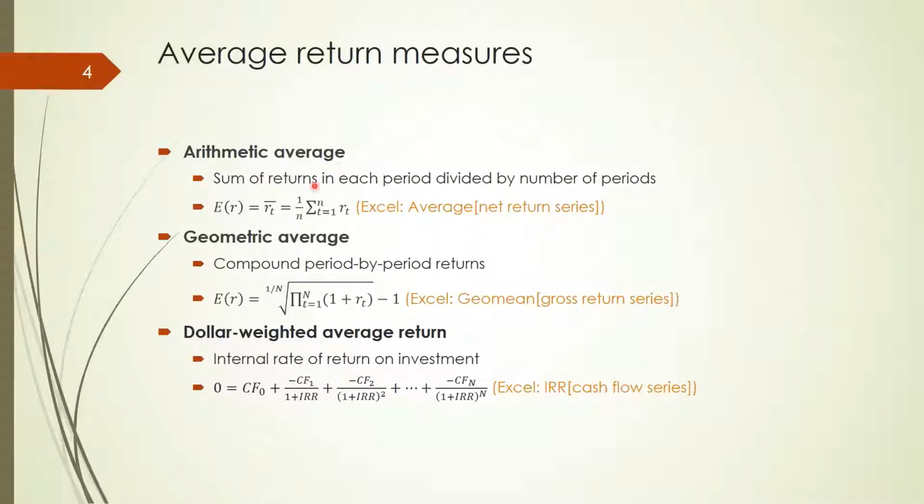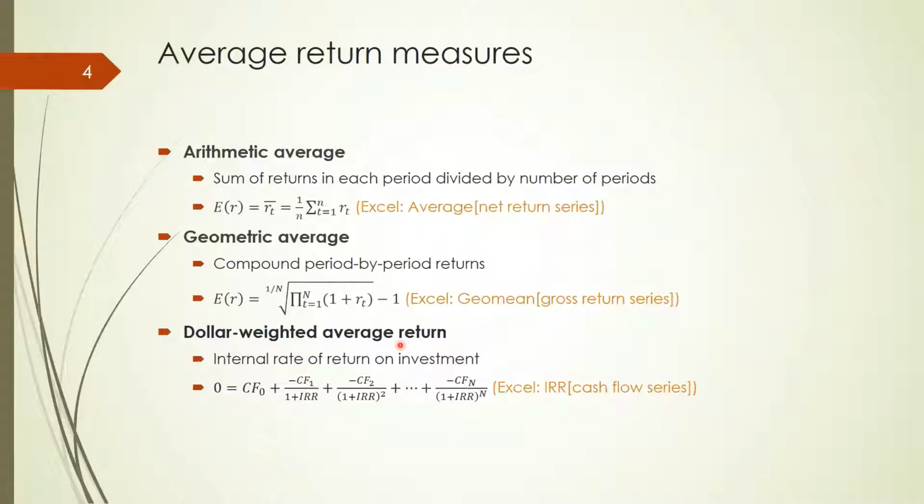Arithmetic mean is a simple arithmetic average of the holding period return across n periods. In Excel, we use the function average, applying to the net return series. The geometric mean is the compounded period-by-period returns. In Excel, we use the function geomean, applying to the gross return series, which is 1 plus the net return.